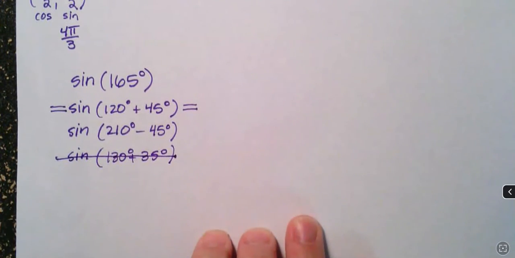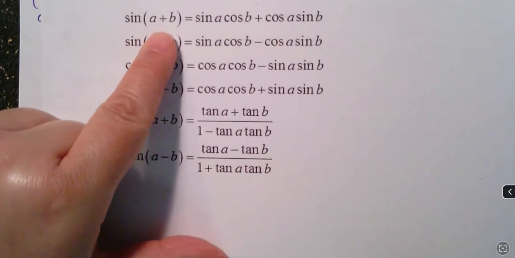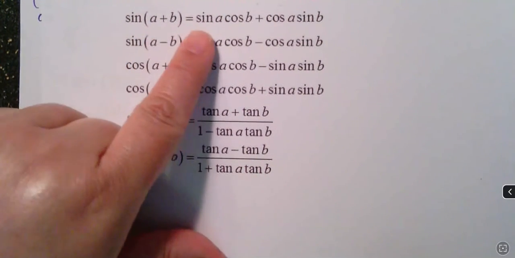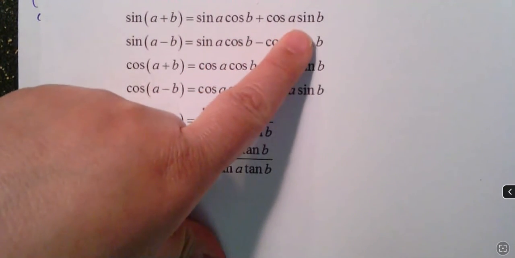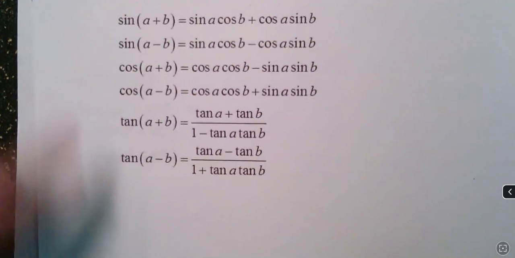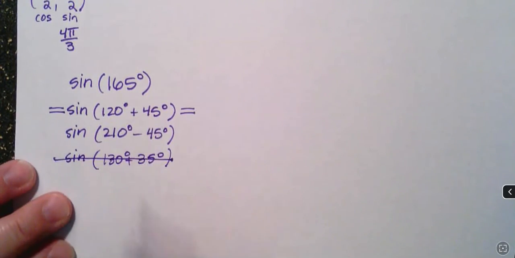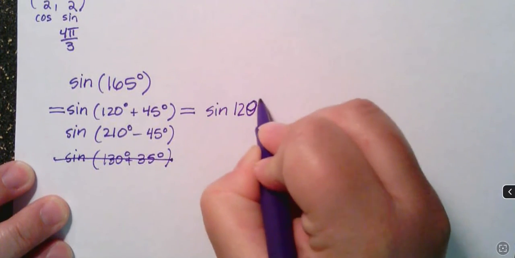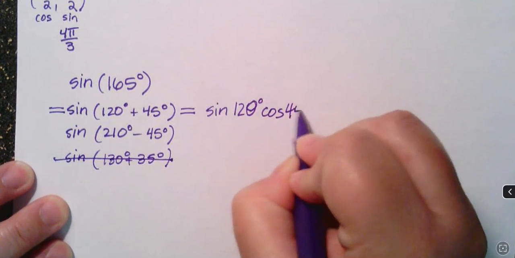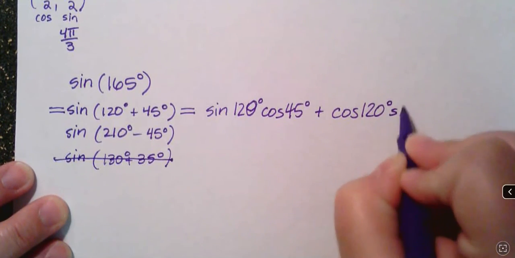And I'm going to use that sine sum formula. The sine of a sum is sine of the first thing times the cosine of the second thing, plus the cosine of the first thing times the sine of the second thing. Okay, so I'm going to use this, where my first number is 120, my second number is 45. So this is sine of 120 times cosine 45, plus cosine of 120 times sine of 45.